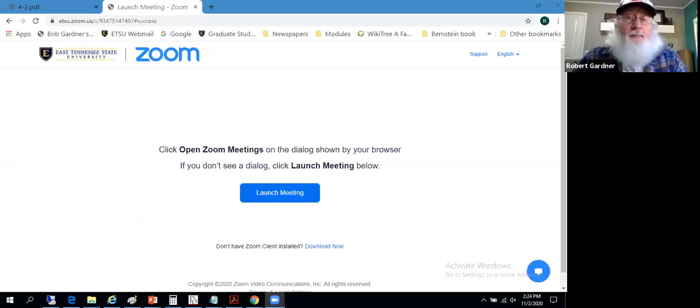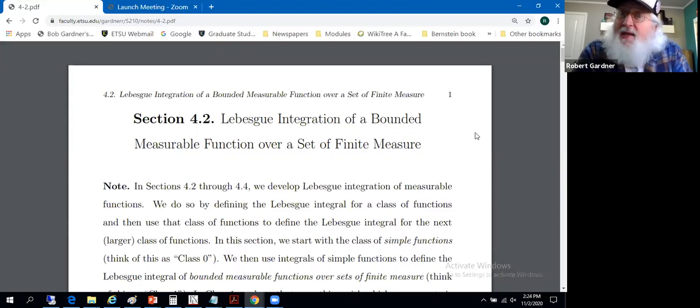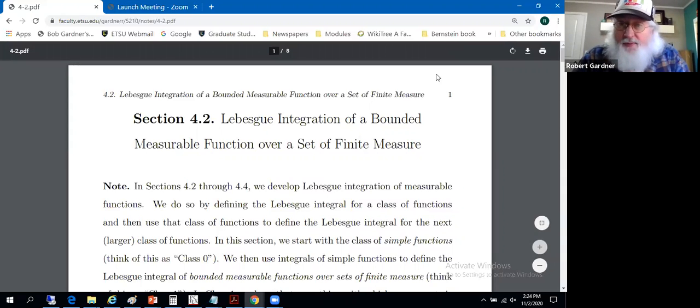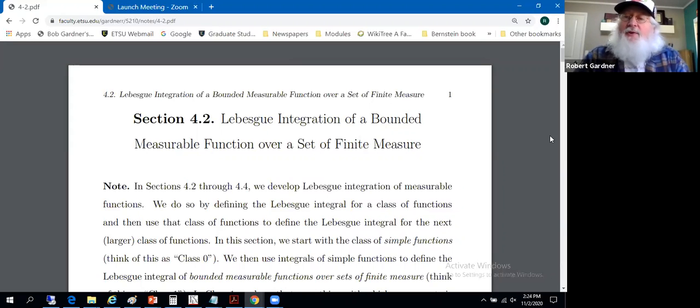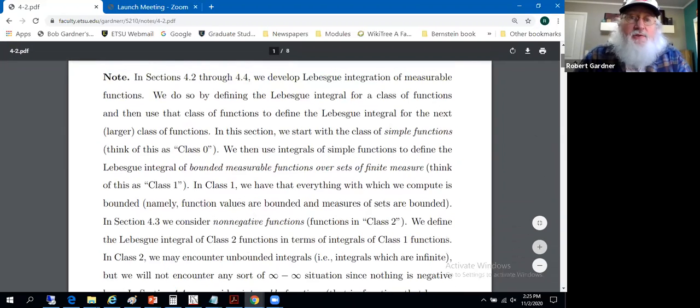Now for the moment you've all been waiting for, Lebesgue integration. All right, 4.2, Lebesgue integration of a bounded measurable function over a set of finite measure. So the real punchline there is everything that matters is bounded. We're going to develop this by going through several classes of functions.